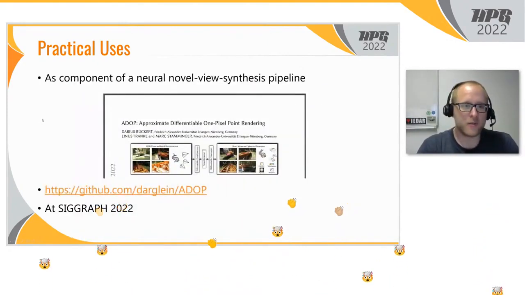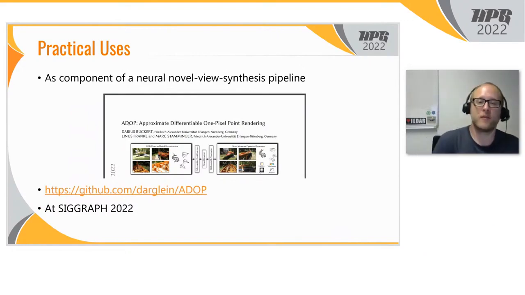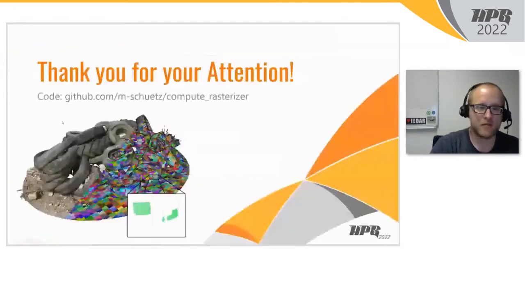Also, another use case that we didn't anticipate, but which was pretty nice to see, is this ADOP paper here, where they use fast software rasterization of points as a component of a neural novel view synthesis pipeline. So they're first rasterizing these points quickly, and then they're using a neural renderer to improve the results and to reconstruct a proper image out of that. And this paper will be shown at SIGGRAPH 2022, so I'm looking forward to seeing that in person as well. And thank you for your attention.